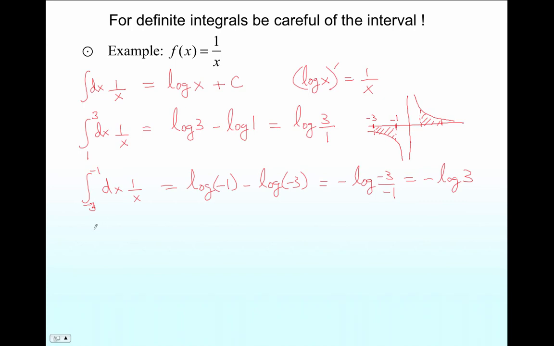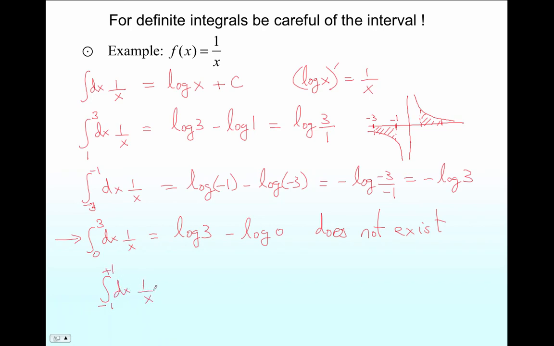But now what if I ask what is the integral from 0 to 3 of dx 1 over x. Now this gives me log of 3 minus log of 0, and you can see that because log of 0 is not defined, it's infinite, in fact, negatively infinite, that this is not a number. And so we say that this integral over here does not exist. And similarly, if I had asked what is 0 to minus 3 or minus 3 to 0, that would not exist either. What about minus 1 to plus 1?